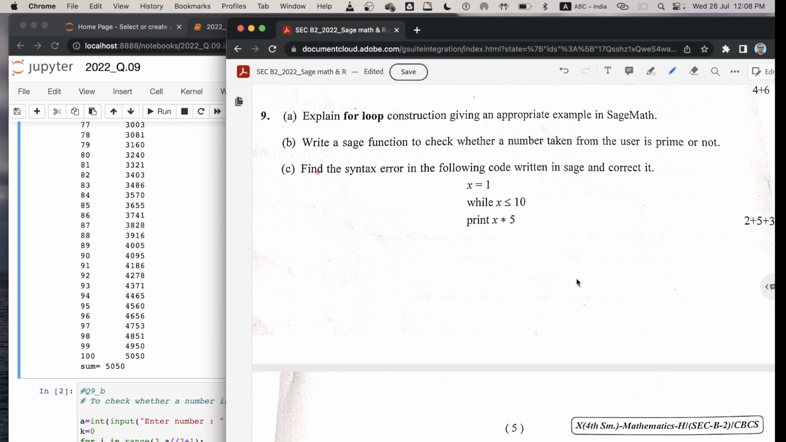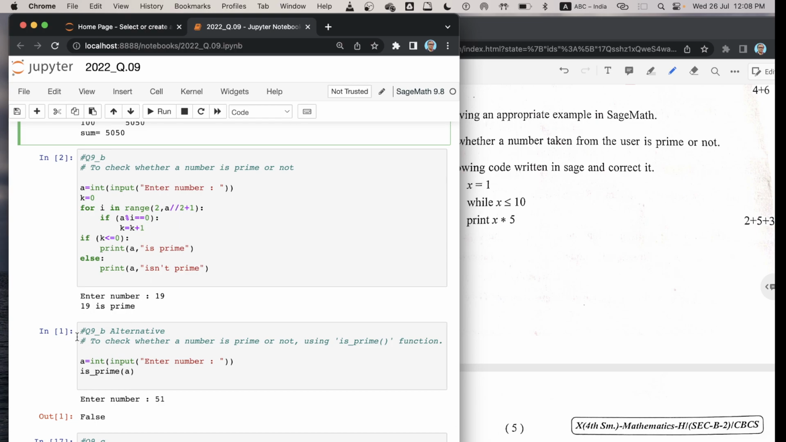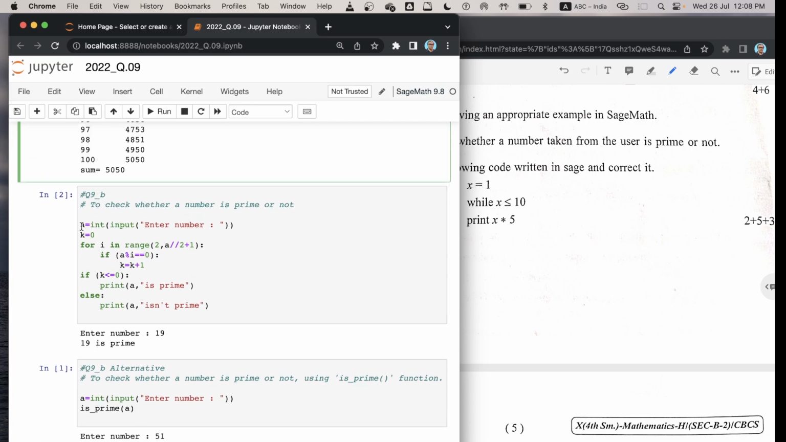Question 9b. Write a Sage function to check whether a number taken from the user is prime or not. Easily you can find it by the predefined Sage function is_prime. Enter the integer input, enter 51 here, and is_prime gives False, so 51 is not prime. But here we write a Sage program without the inbuilt function.